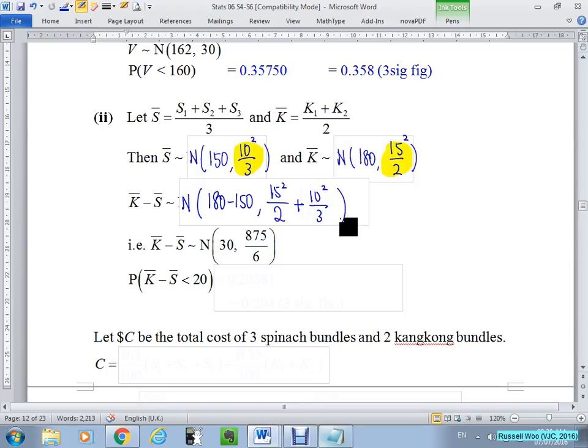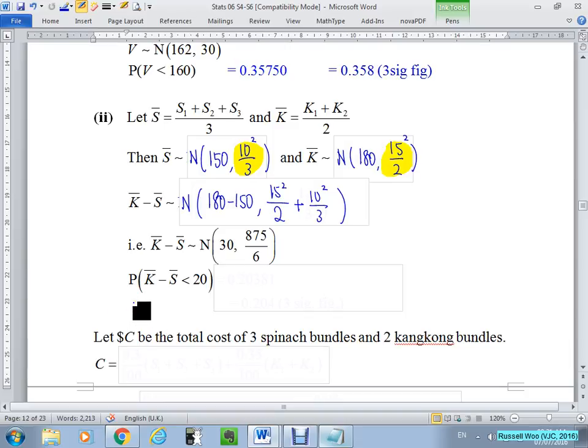Then you do the arithmetic, you will get it. Now, let's be very careful here. You want this to be less than this. So this must be a positive number. K bar minus S bar must be a positive number because you want it to be less than this. So strictly speaking, I think that there's something missing here.